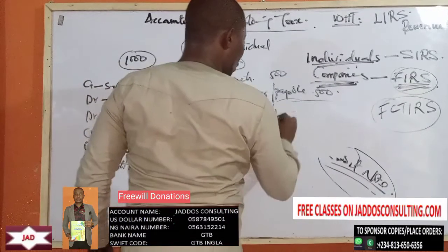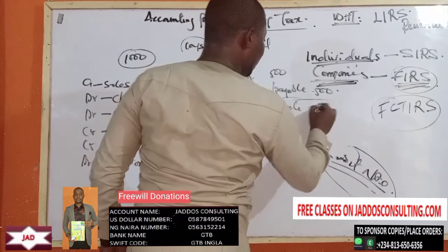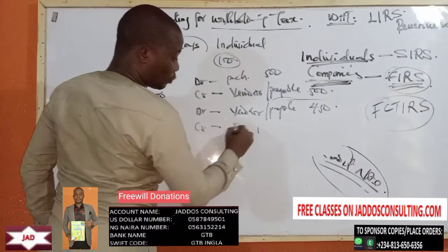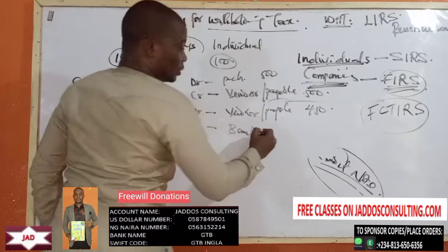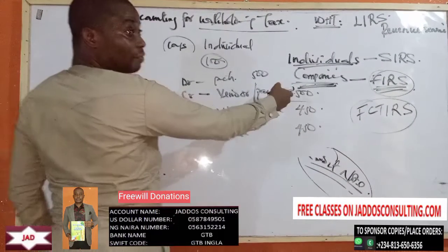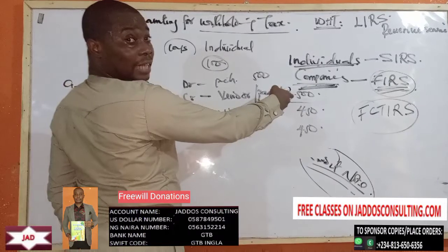You're debiting your vendor or payable with how much? 450. And then you're crediting your what? Of course, you're paying him through the bank. You're debiting your bank. How much? 450. Now, this guy can't be paid the 50 naira there because you're withholding tax, right?